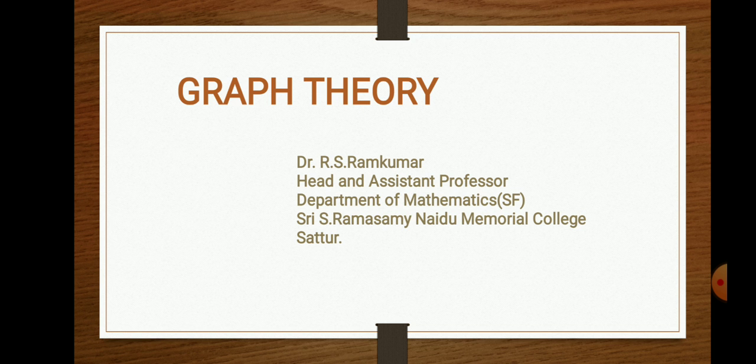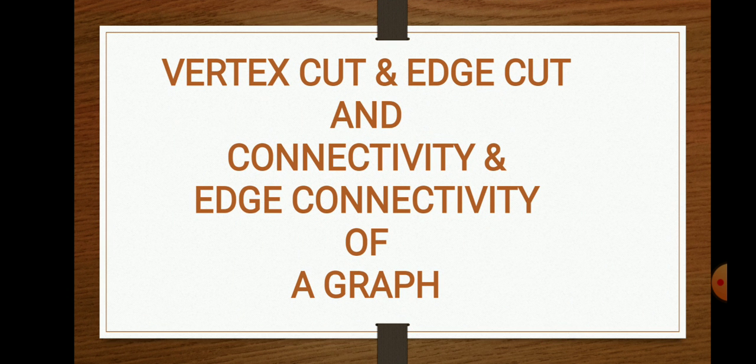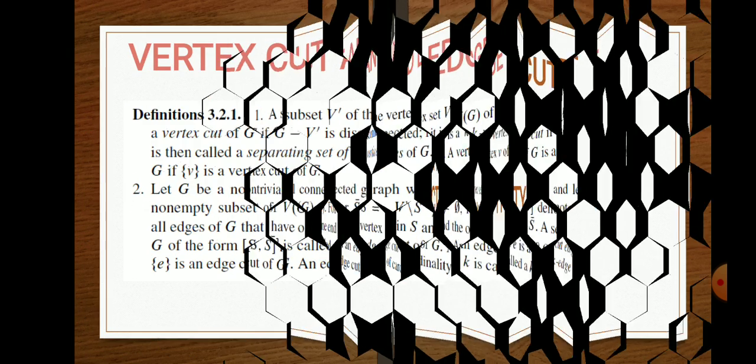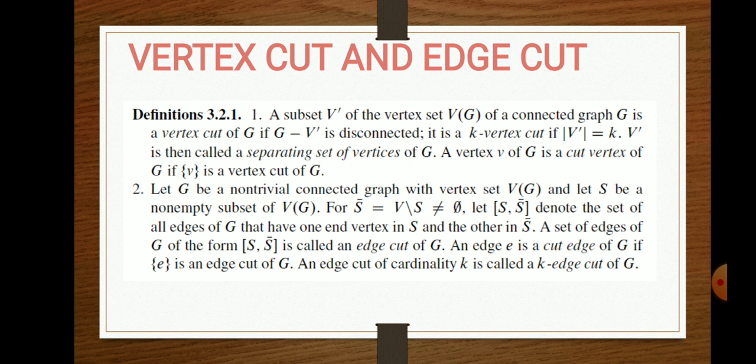Today we are going to see the topics vertex cut and edge cut, and also connectivity and edge connectivity of a given graph G in the subject graph theory. The first definition is vertex cut and edge cut.